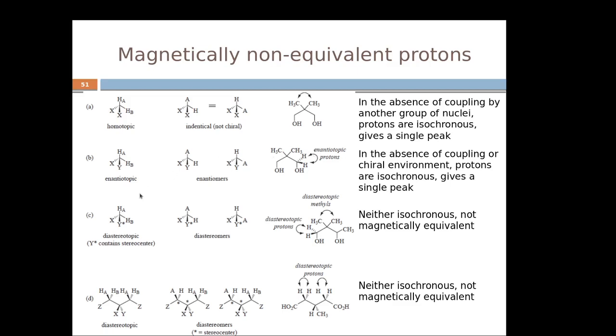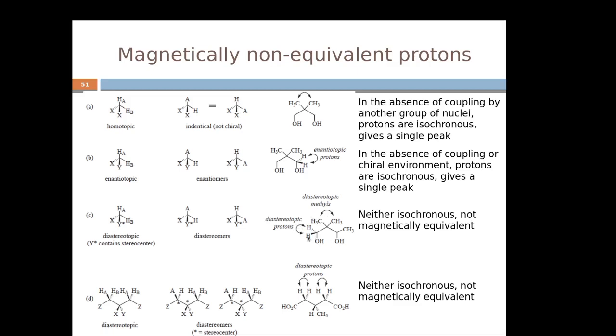Okay, and finally we consider a diastereotopic type molecular system, where we have X, Y, HA and HB, where Y is a functional group which contains a stereocenter, a stereocenter carbon. If you replace HA or HB with the atom or functional group A, then you can create a set of diastereomers. Here, in this case, this molecule is an example.